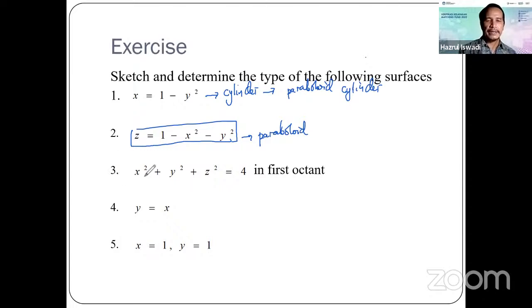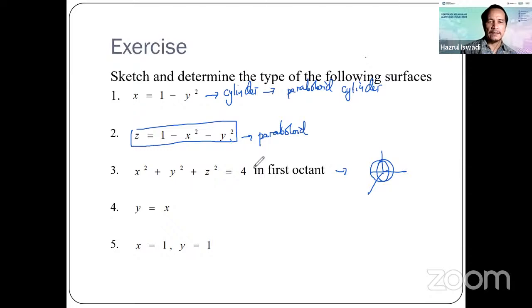In number 3, this is an ellipsoid, which has the same radius along the x-axis, y-axis, and z-axis. And we know it as a sphere, a ball. Like here, the radius is 2. This is the surface. But in this case, there are statements: we should draw and sketch the surface in the first equation.